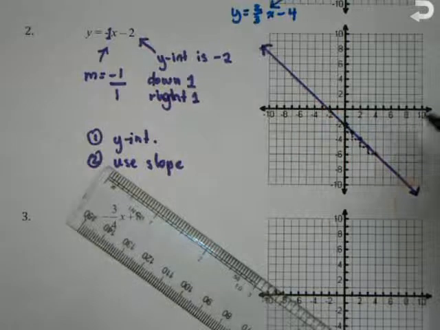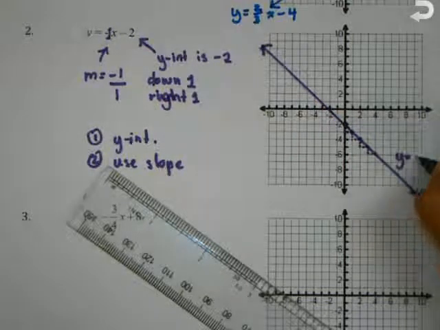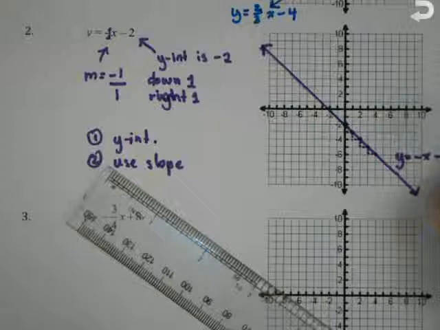There you go. Label the line. y equals -x minus 2. And you're done.